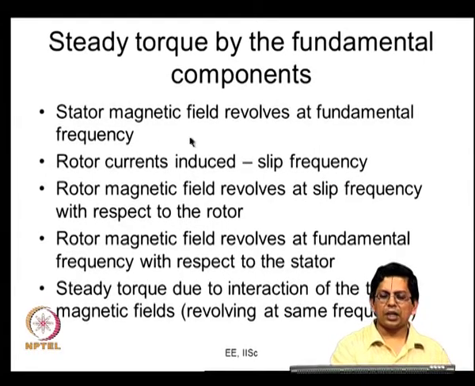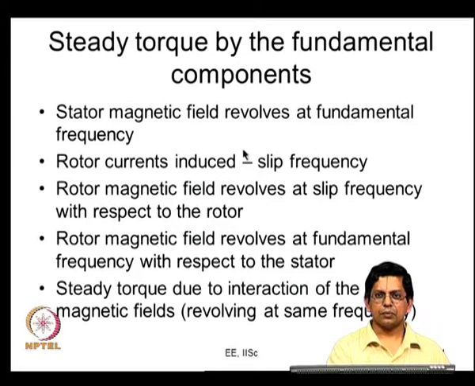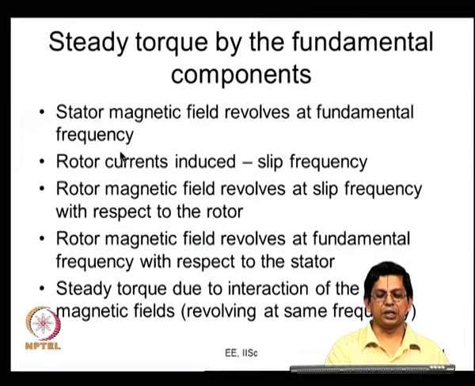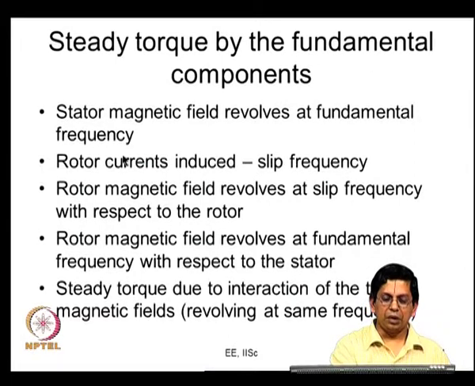The stator magnetic field revolves at fundamental frequency. What are you doing? You are applying a 3-phase voltage on a 3-phase winding, and it produces a revolving magnetic field. At what frequency? At the fundamental frequency. The amplitude of that, the strength of that magnetic field, is given by V by omega, that is the ratio of your stator voltage to the stator frequency, and the magnetic field itself rotates at the fundamental frequency.